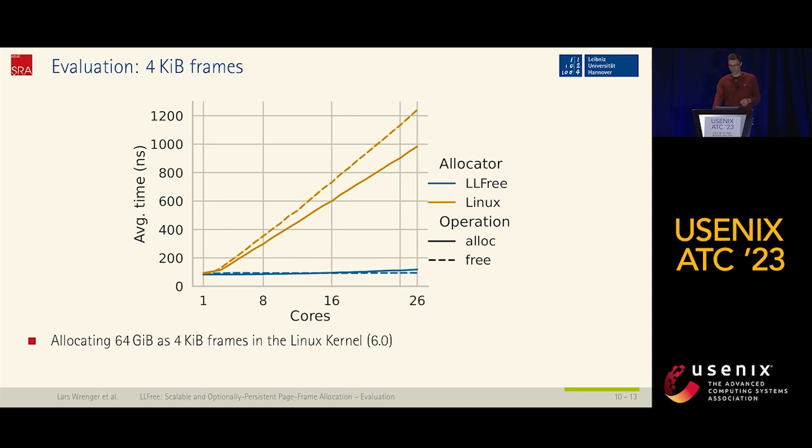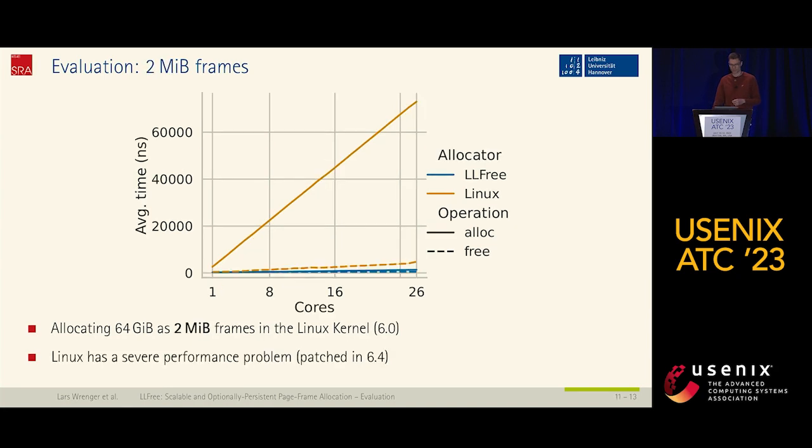And this difference becomes even more pronounced if we look at 2 MB huge page allocations. There we see that the Linux allocator is about 2 orders of magnitude slower than LLFree on 26 cores. So Linux has a severe performance problem when allocating huge pages in parallel.